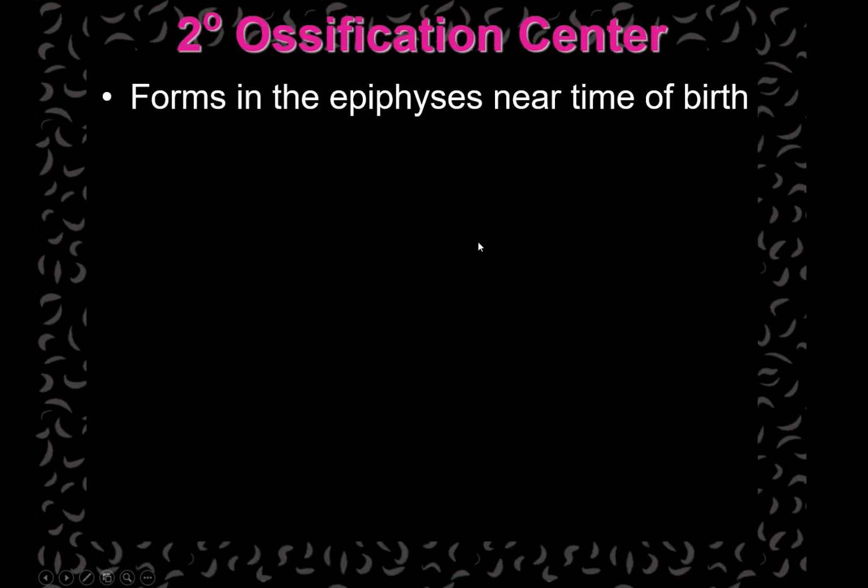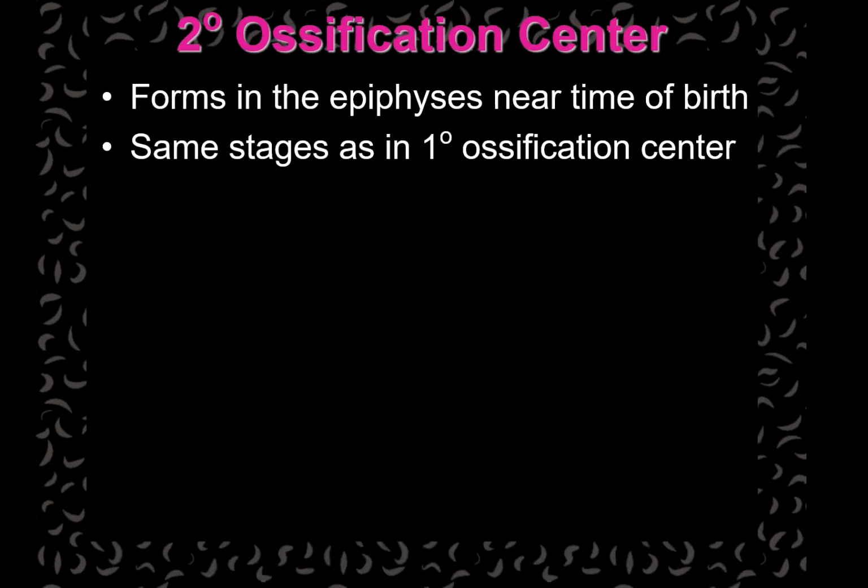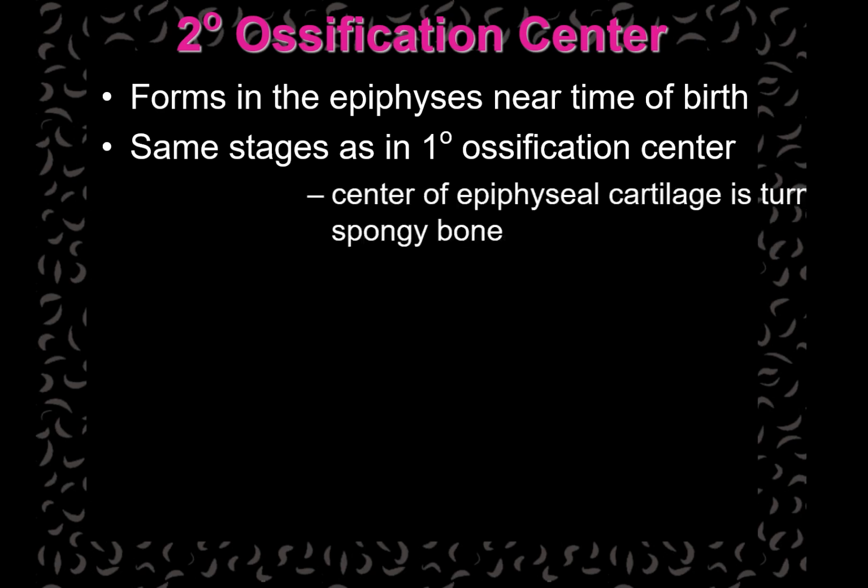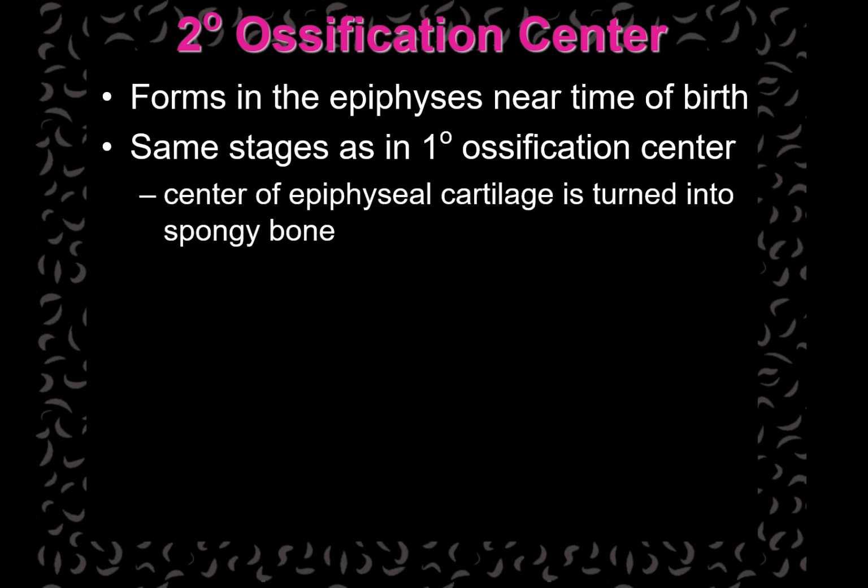So, secondary ossification center forms in the epiphysis near the time of birth. It goes through the same stages of the primary ossification center. So you don't have to tell me what they do because you hopefully already told me prior to this. You're going to tell me that it happens at the epiphysis near the time of birth. The center of the epiphyseal cartilage is turned into spongy bone.